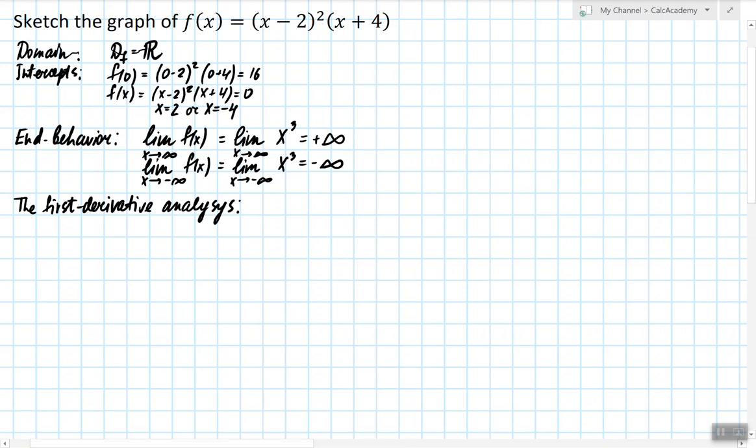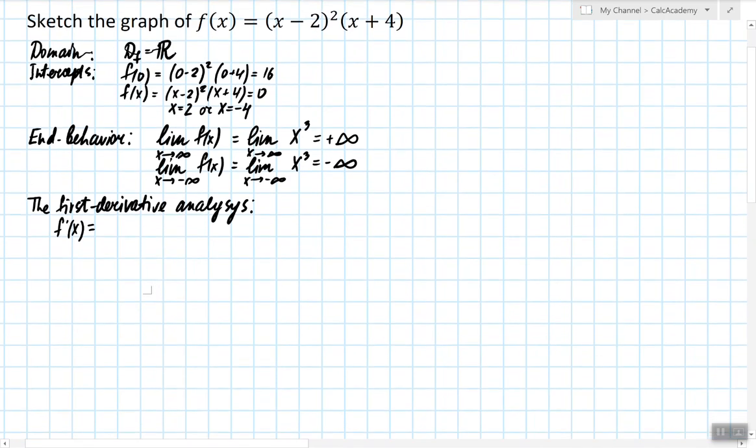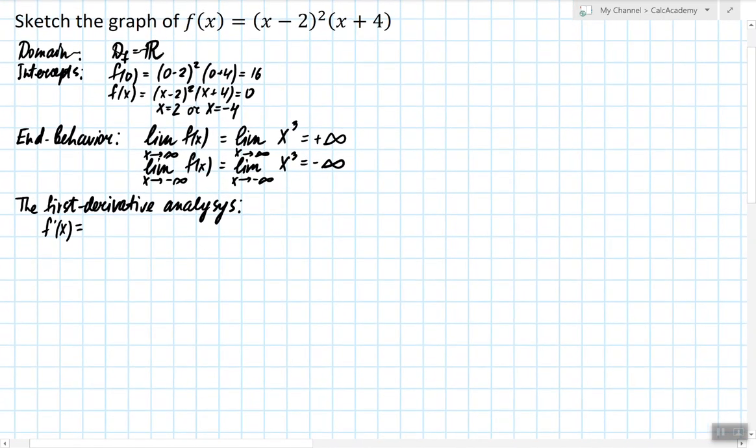So to start, we find the derivative of the function. To differentiate this function, we're going to use the product rule. So we're going to split it into two factors, (x minus 2) squared and (x plus 4). So the derivative of the first factor is 2(x minus 2) times (x plus 4) plus the first factor times the derivative of the second one, which is 1. So simplifying this by factoring out x minus 2 gives us the following.